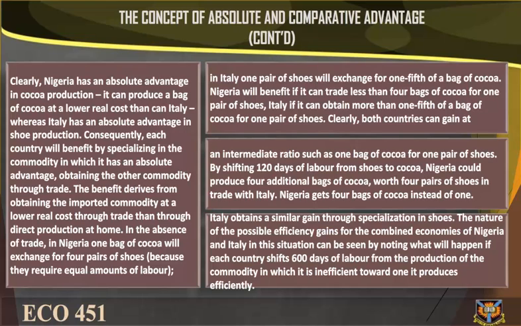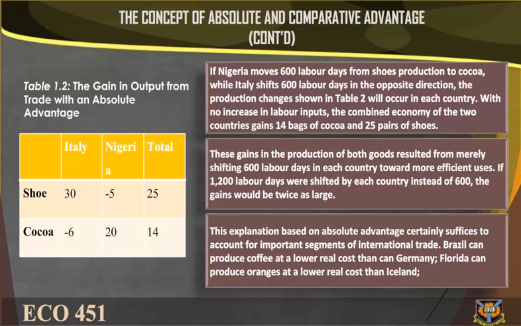The nature of the possible efficiency gains for the combined economies of Nigeria and Italy in this situation can be seen by noting what will happen if each country shifts 600 days of labor from the production of the commodity in which it is inefficient to the one it produces efficiently. If Nigeria moves 600 labor days from shoe production to cocoa, while Italy shifts 600 labor days in the opposite direction, the production changes shown in Table 2 will occur in each country.